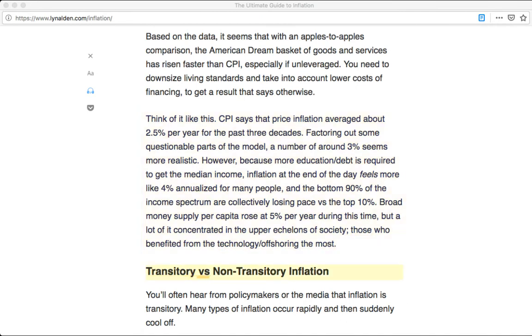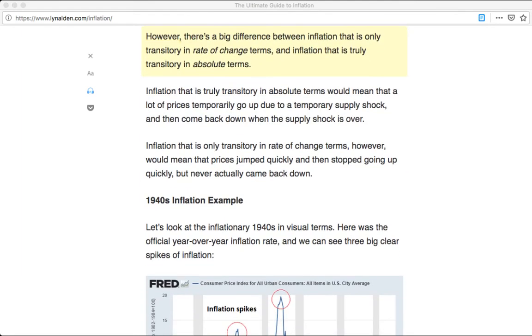Transitory versus non-transitory inflation. You'll often hear from policymakers or the media that inflation is transitory. Many types of inflation occur rapidly and then suddenly cool off. However, there's a big difference between inflation that is only transitory in rate of change terms, and inflation that is truly transitory in absolute terms.